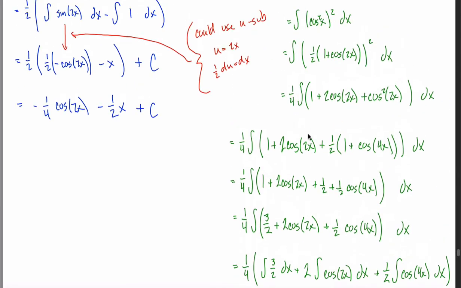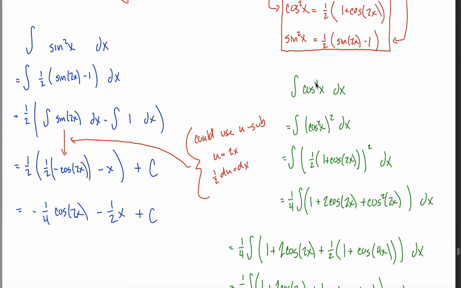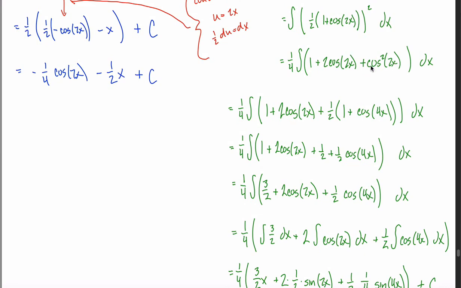As you can see, these get kind of annoying when the even power here is anything bigger than 2. But you can deal with it. It's just multiple iterations of the same thing. You'll have to use this formula multiple times.